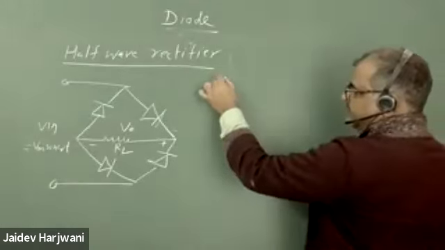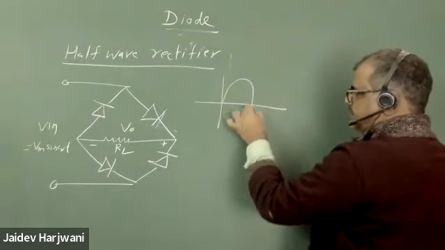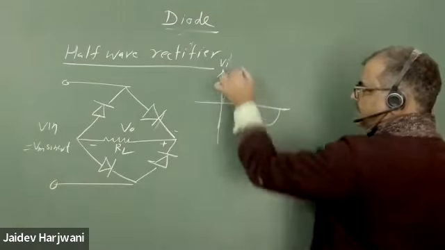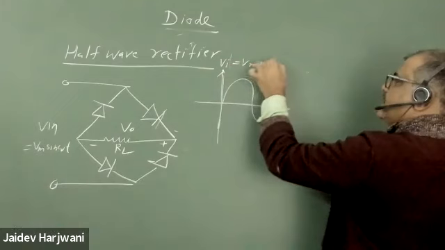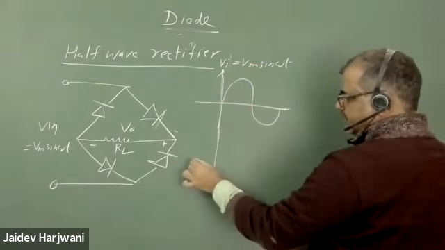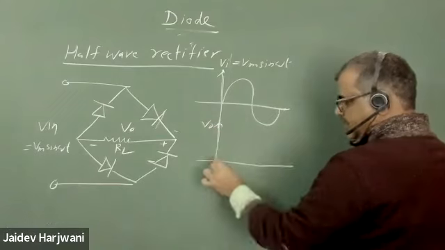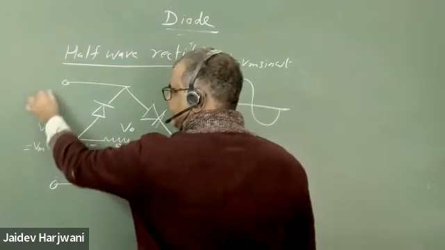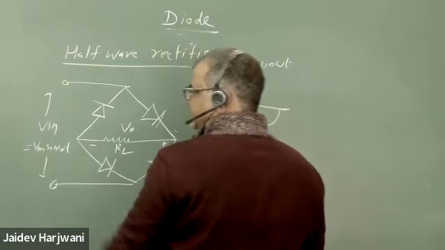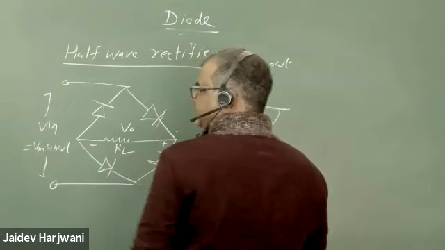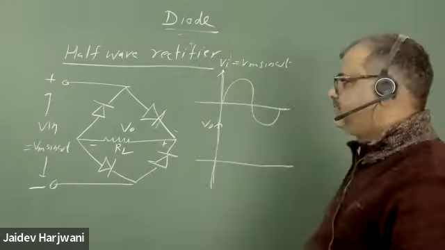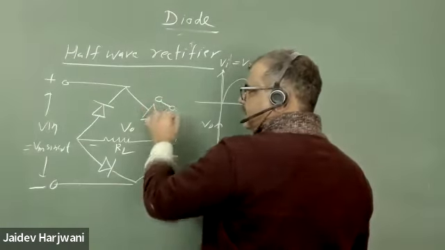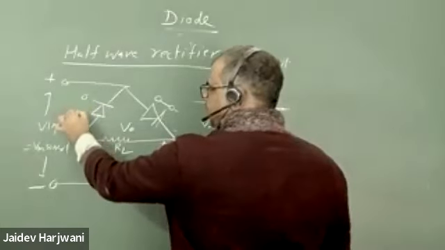If I send a sine wave, V input is equal to Vm sin omega t, what is the V output? For the first cycle, I'm applying the input here. For the positive cycle, this terminal will be positive and this will be negative, isn't it? So what will happen? This diode will be short circuited, and this will be open circuit.